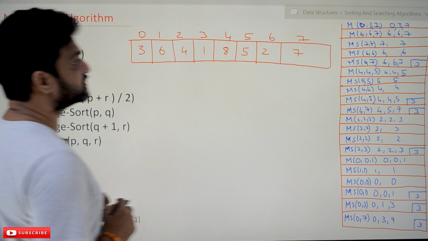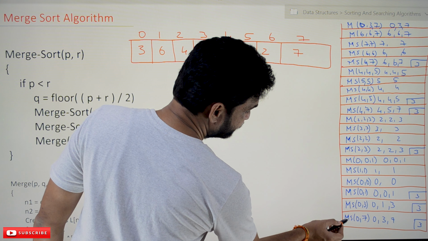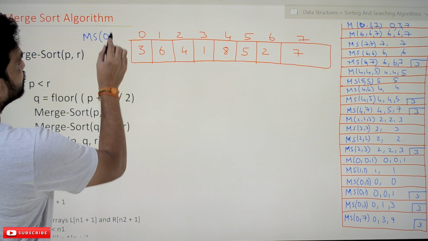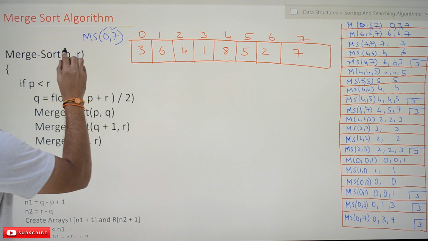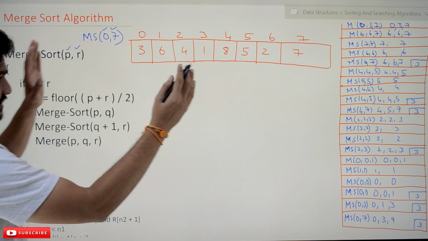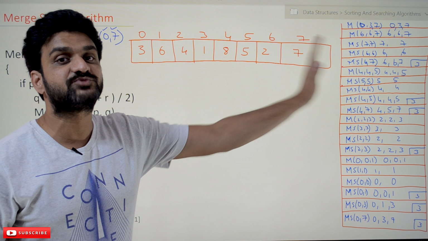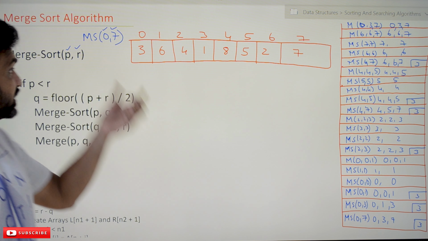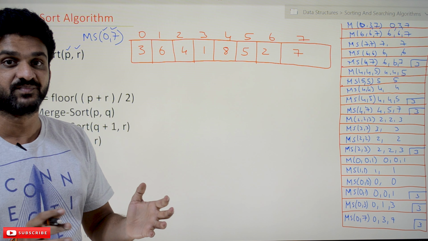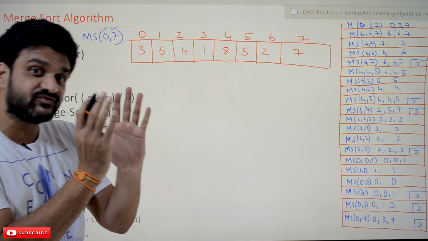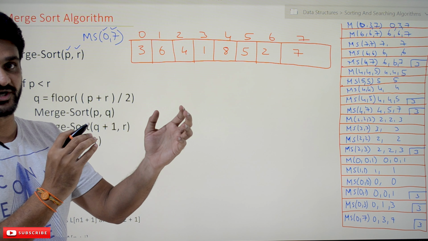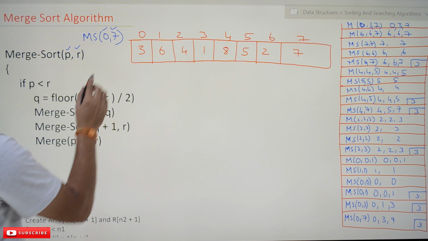Let's start with our first activation record. This is our first function call, MS of 0 comma 7, where P and Q are the lowest index and the highest index, 0 comma 7, because this is the array which we would like to divide into small subproblems. Dividing this array into small pieces is not physical, it is logical. We are going to concentrate on and solve that part of the array, in the sense we are going to sort it. With that we start our first function call.